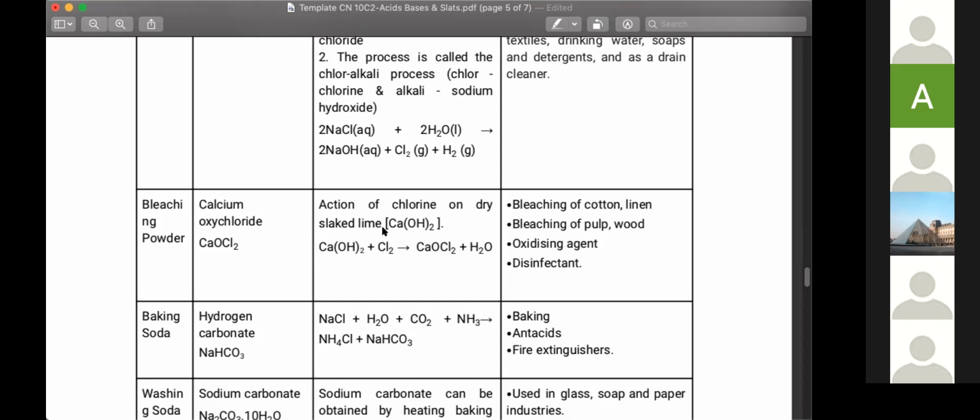Okay, so this is the preparation: action of chlorine on dry slaked lime. Uses are very generic. Bleaching powder, use it for bleaching. It can be bleaching cloth, meaning you remove the color from the cloth, or you bleach pulp and wood. This is again when you're processing, preparation of paper and all, wherever you need bleaching purposes. So that's oxidizing it. Yeah, it's an oxidizing agent.